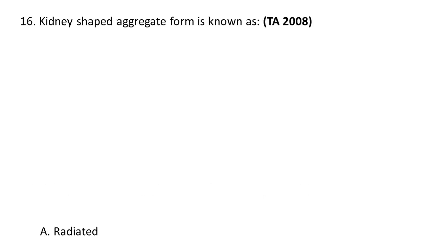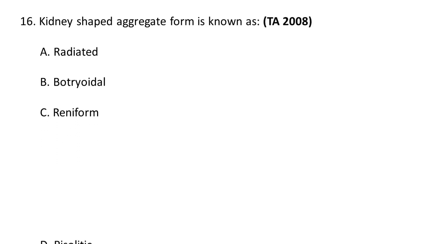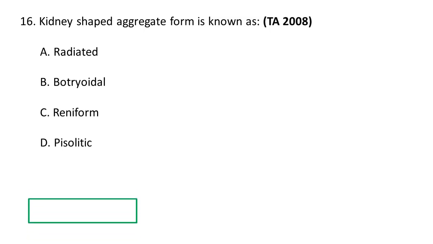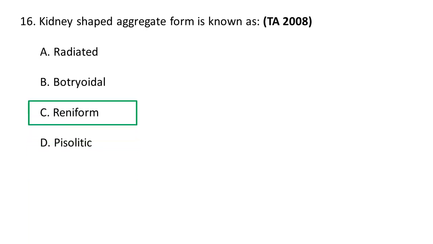Next question. Kidney shaped aggregate form is known as A. radiated, B. botryoidal, C. reniform and D. pisolitic. Kidney shaped aggregate form is also known as reniform. Reniform is an adjective meaning kidney shaped. That means it may refer to reniform habit, a type of crystal shape, or reniform leaf, a plant leaf shape.